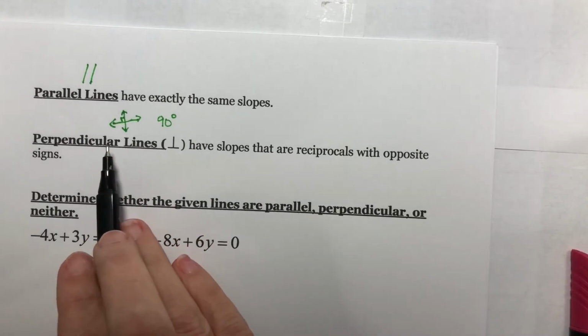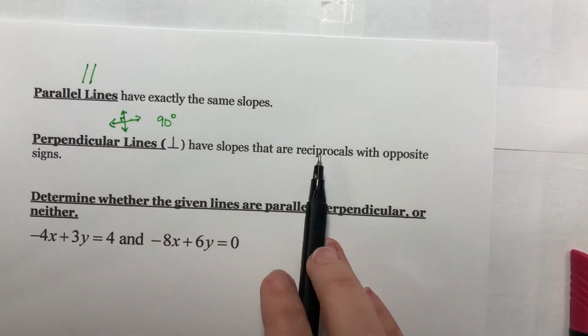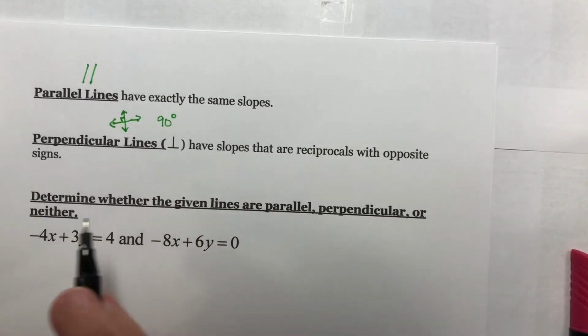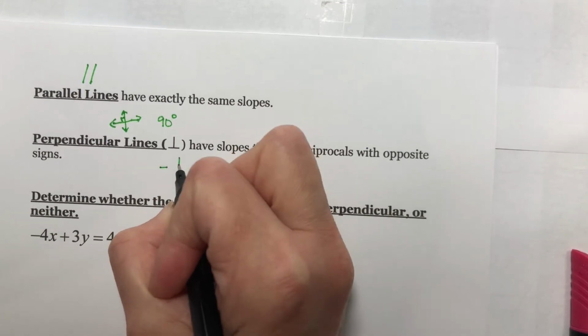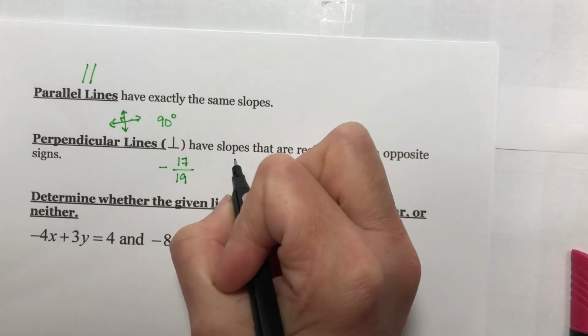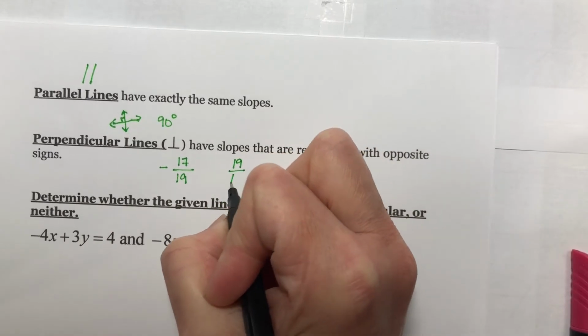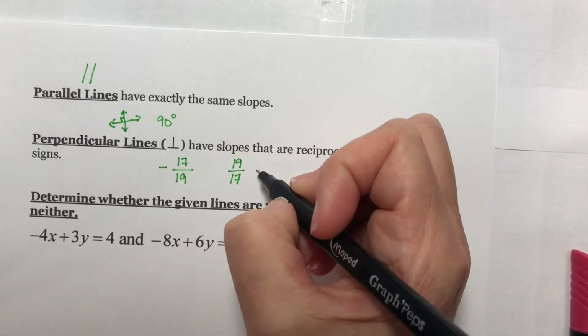Now, what's the property for perpendicular lines and slopes? They have slopes that are reciprocals with opposite signs. What I mean by that is if one of them had slope 17 over 19, the other one would have the slope 19 over 17. You flip the fraction and they have to have opposite signs.